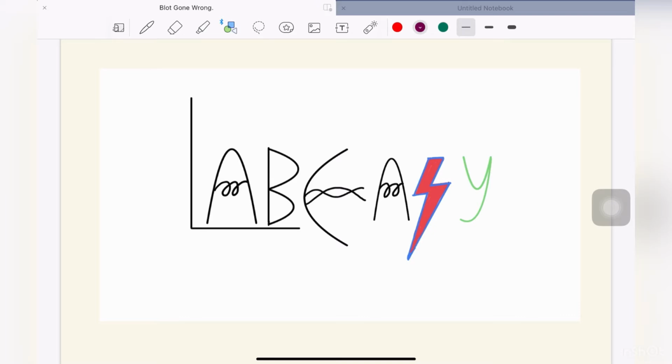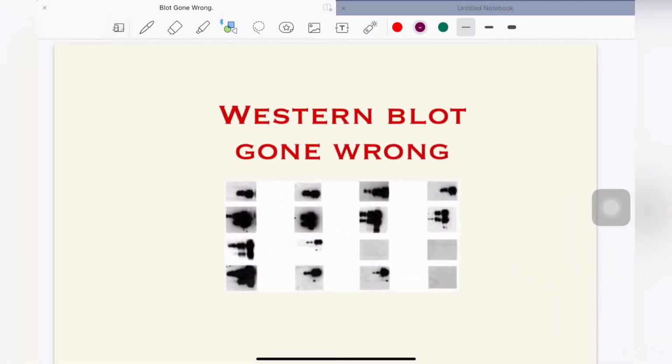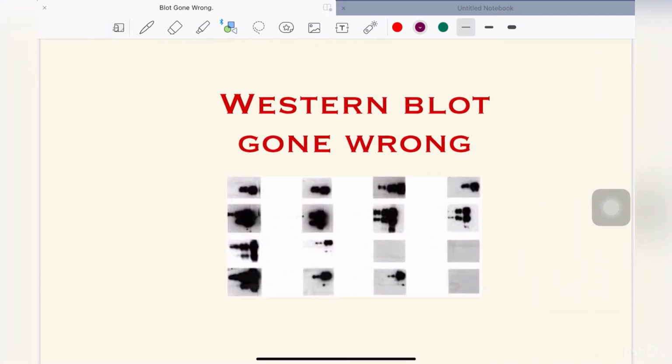So in my previous video, I had discussed the step-by-step procedure of performing a Western blot. And today, I will be discussing what went wrong in your Western blot. So in this video, we will discuss the problems that may arise in your Western blot and which are usually very common.